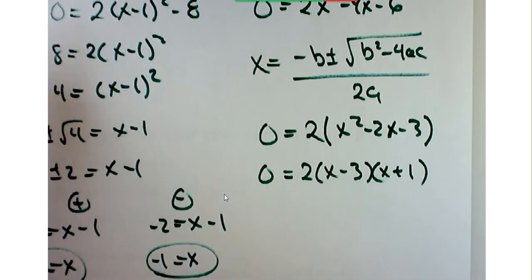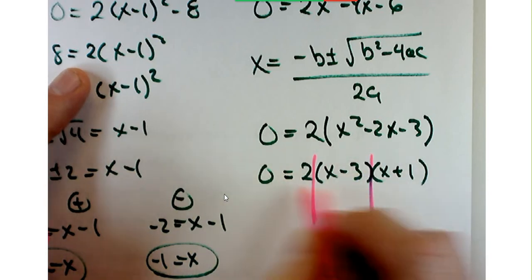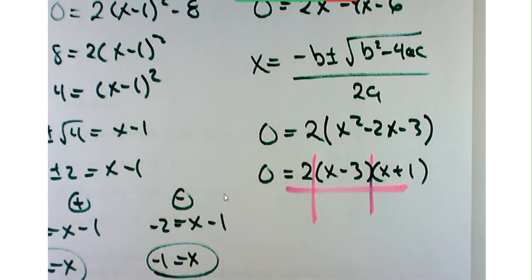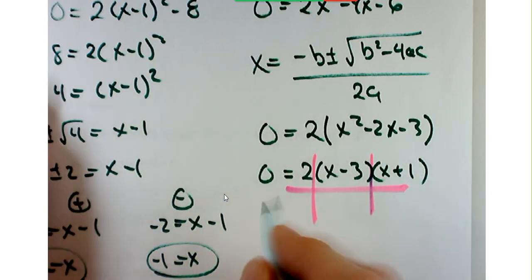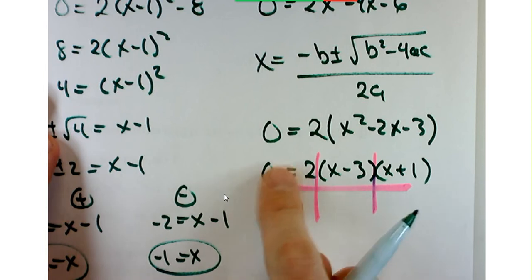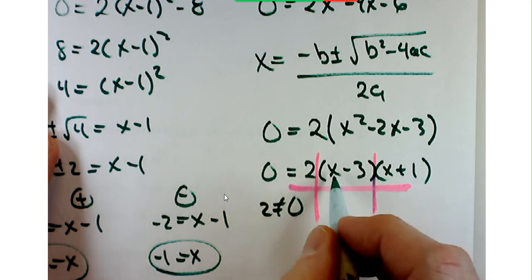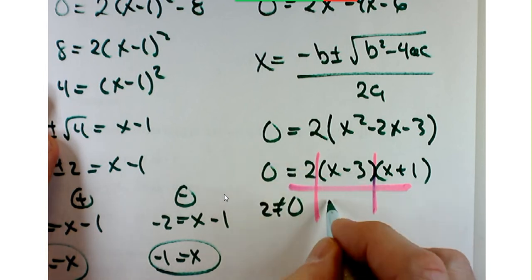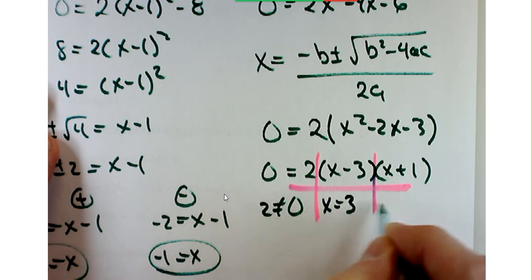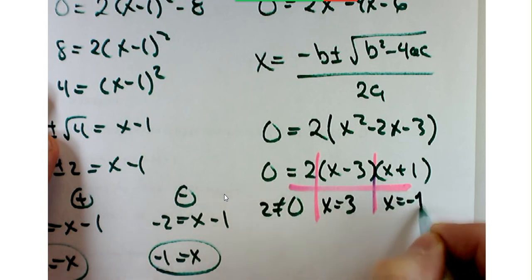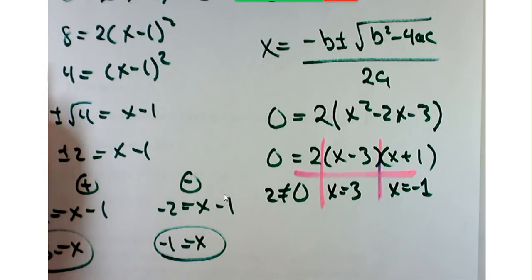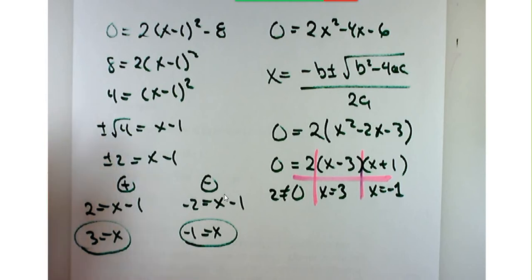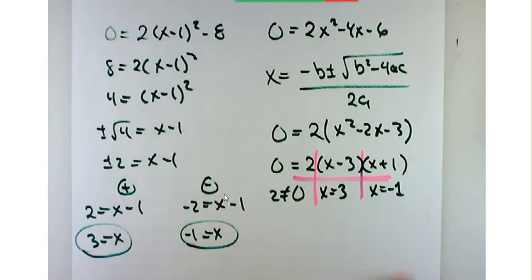You've got something times something times something equals 0. Well, 2 can't equal 0, so I'm not getting a solution from that first part. But where does x minus 3 equal 0? When x equals 3 or negative 1. So, of these methods, factoring, I think, works the best. But it's up to you, what you would think.